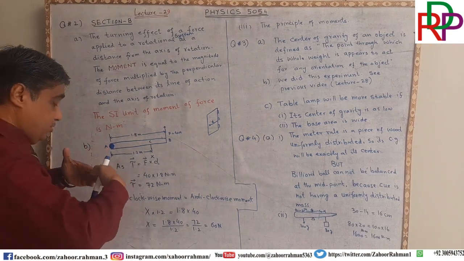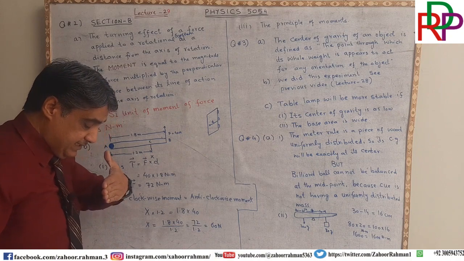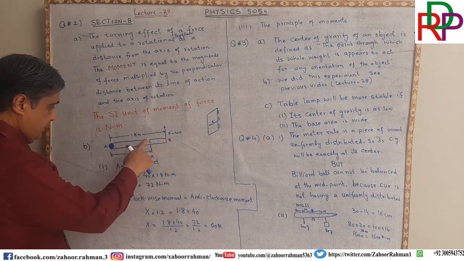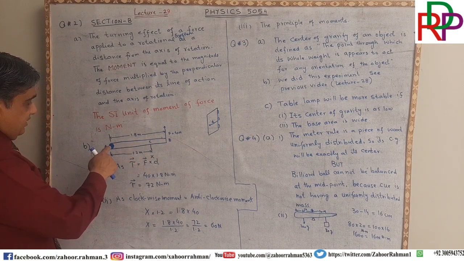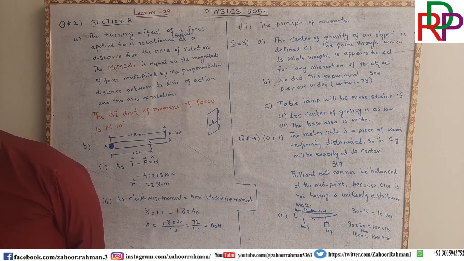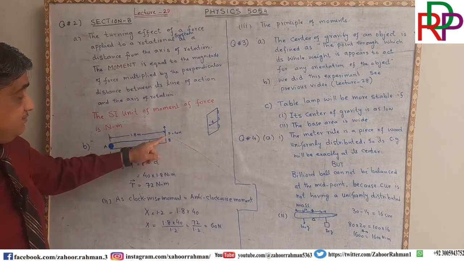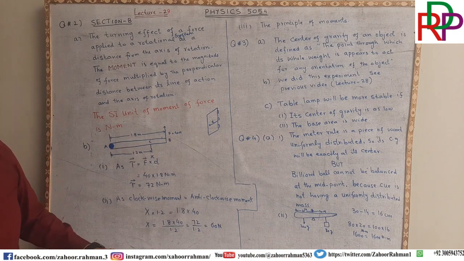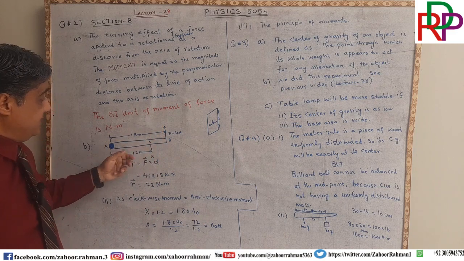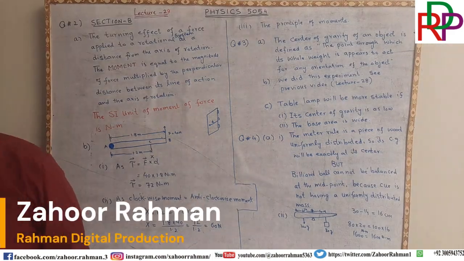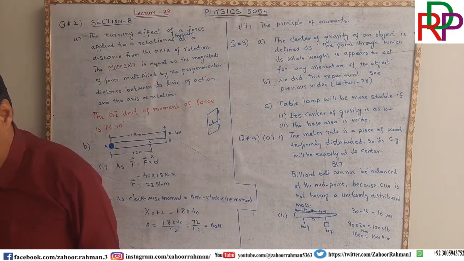Now the B part: the diagram below shows the plane view of a door hinged at A. You are seeing the door from upward, like this, not like this. This is upward and this is the hinge, that is given at A. If a man applies a force F of 40 Newton at the end of mark B, this is the hinge, and here 40 Newton force is applied by a person.